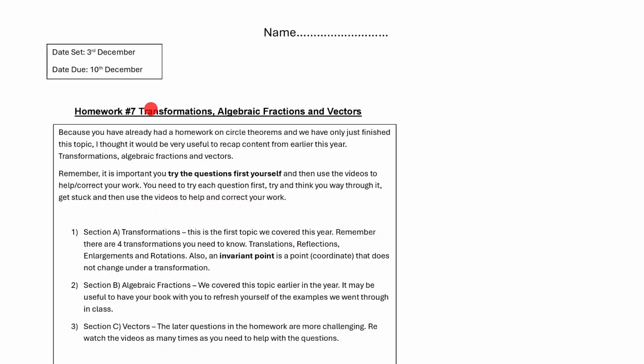These are all topics we did right at the start of the year, which we didn't really do homeworks on in this kind of style. So I think it'd be really useful to recap them again in this homework.